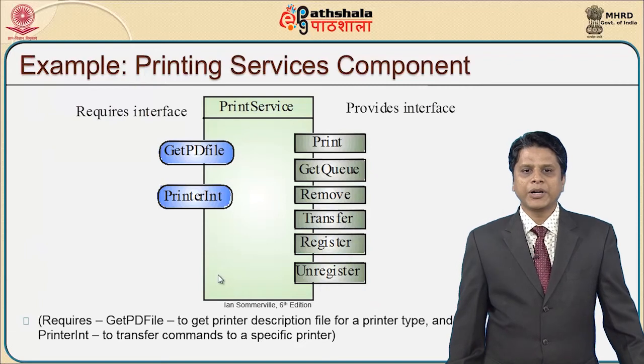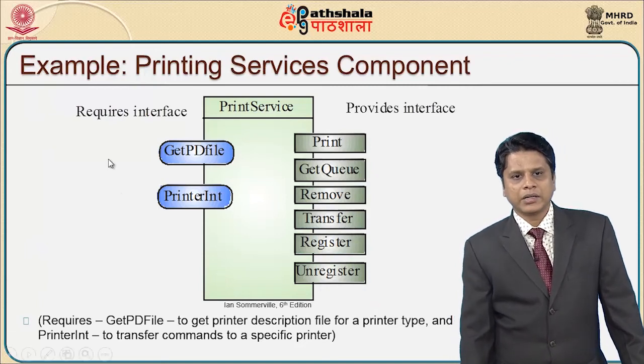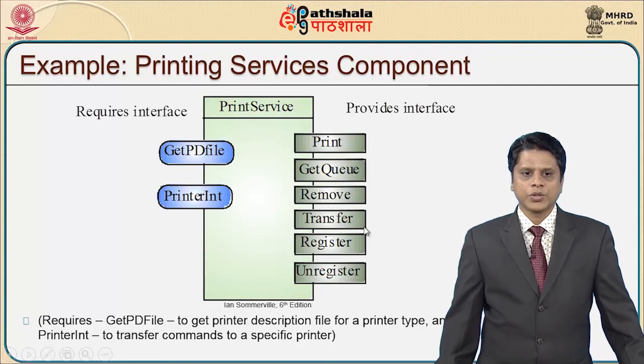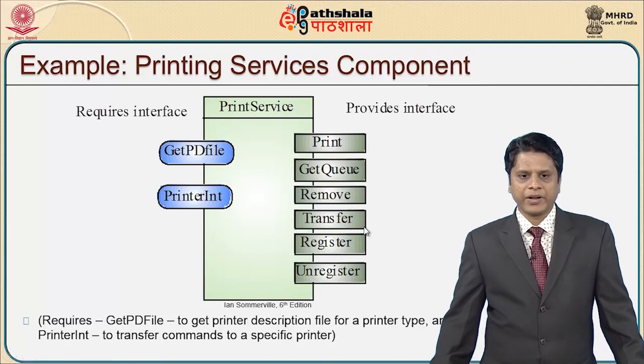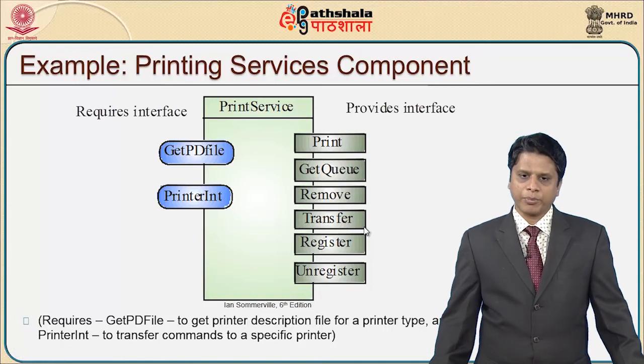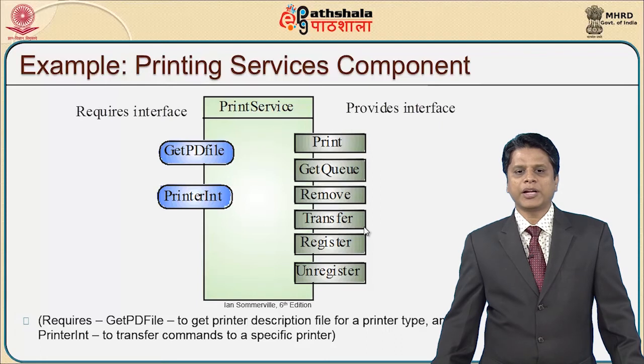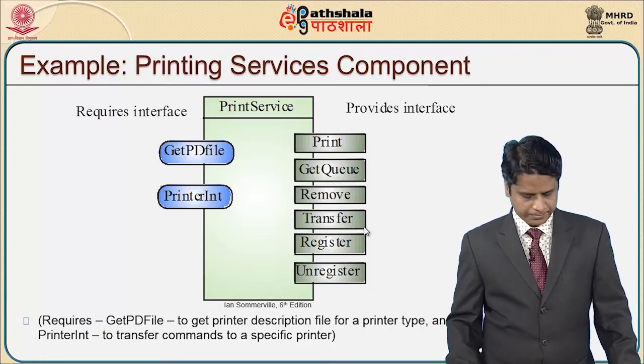So for a print services component, we have a requires interface which gets the PDF file or printer interface, and it provides services like print, get queue, remove, transfer, register and unregister. Requires get PDF file to get the printer description file for a printer type, and printer int is to transfer commands to a specific printer.